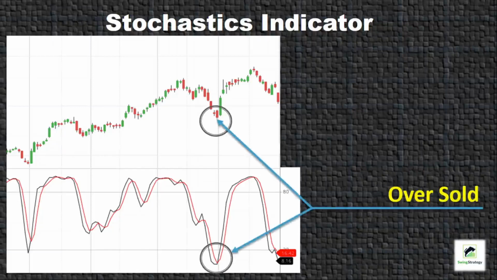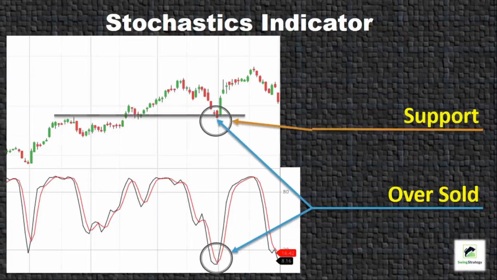Stochastic fast line crossing above the slow line is considered as a bullish reversal. A stock is usually considered overbought when the stochastic is above 80% and oversold when it is below 20%. If a script is trading near a support level and the stochastic is in the oversold zone, then we can take a long position.